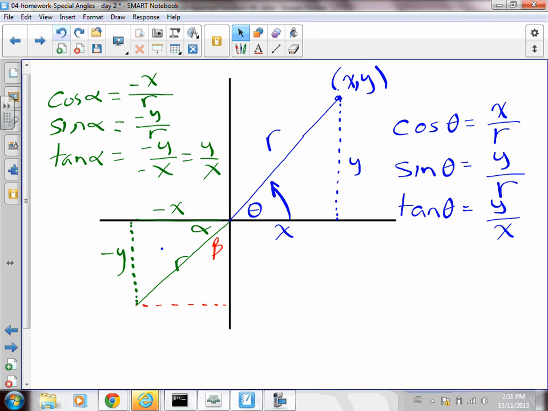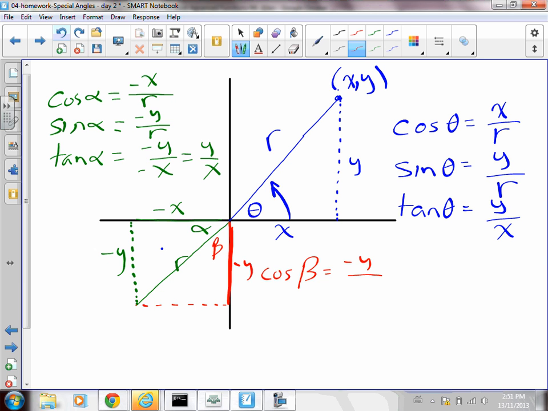When I look at what would result if I chose the beta down here instead, cosine of beta is going to be the adjacent, which is this length here now, which is negative y over my hypotenuse. Sine of beta will be the opposite, which is now the negative x, and tan will be the opposite over the adjacent, which is x over y.